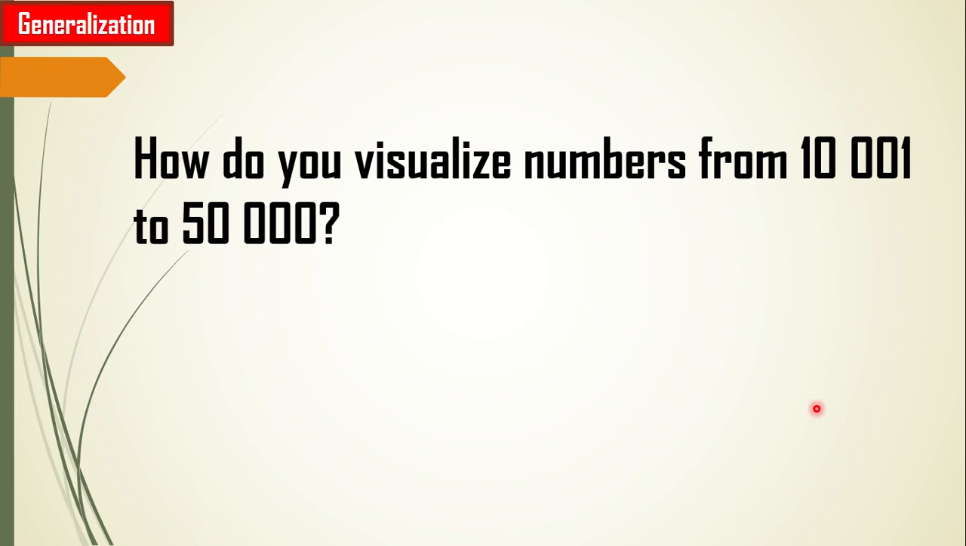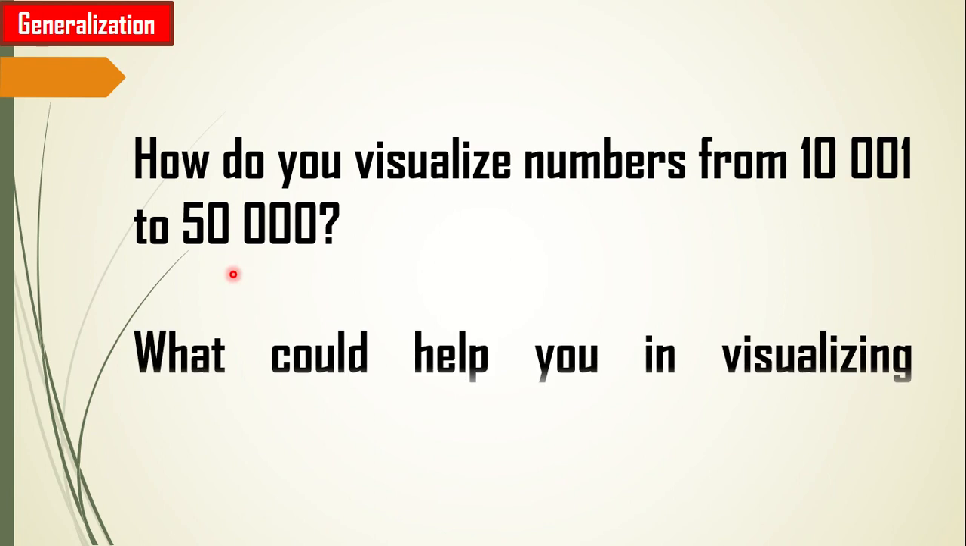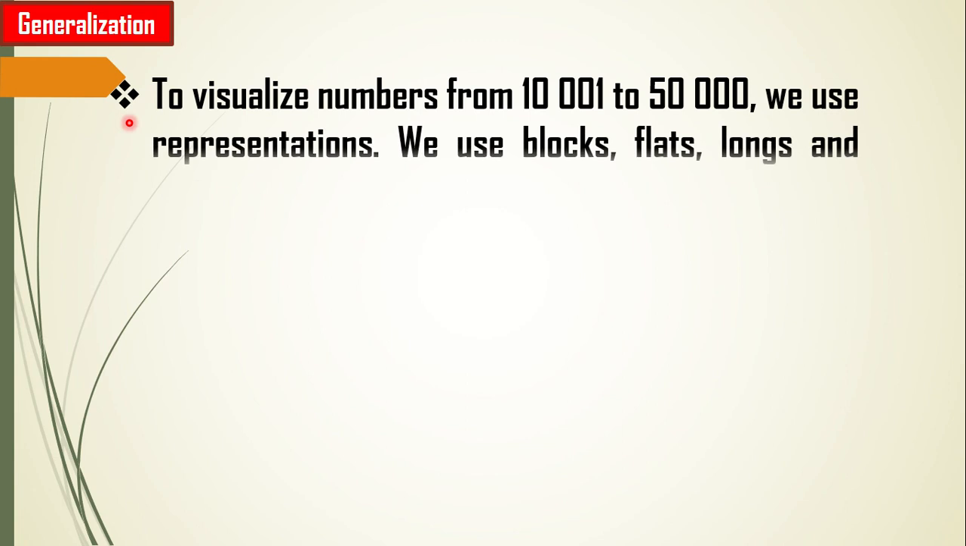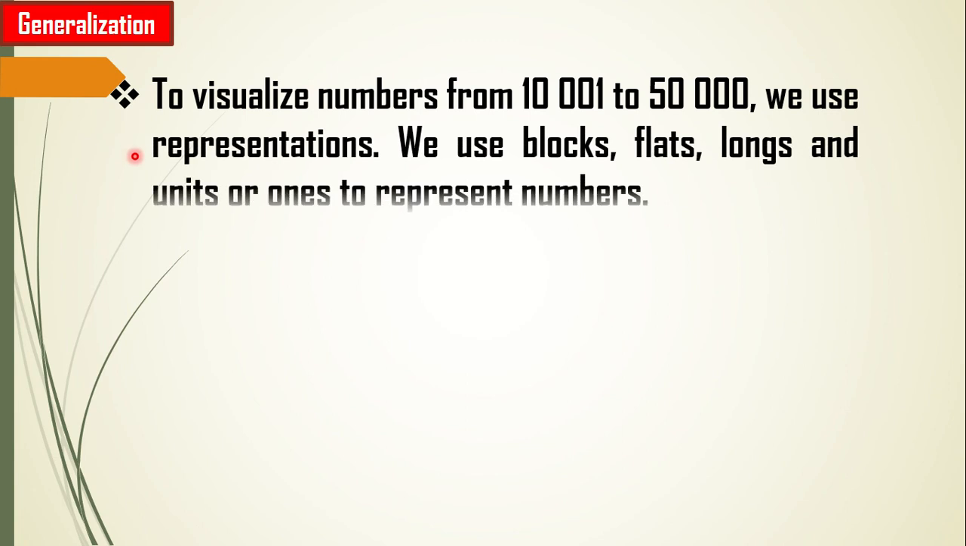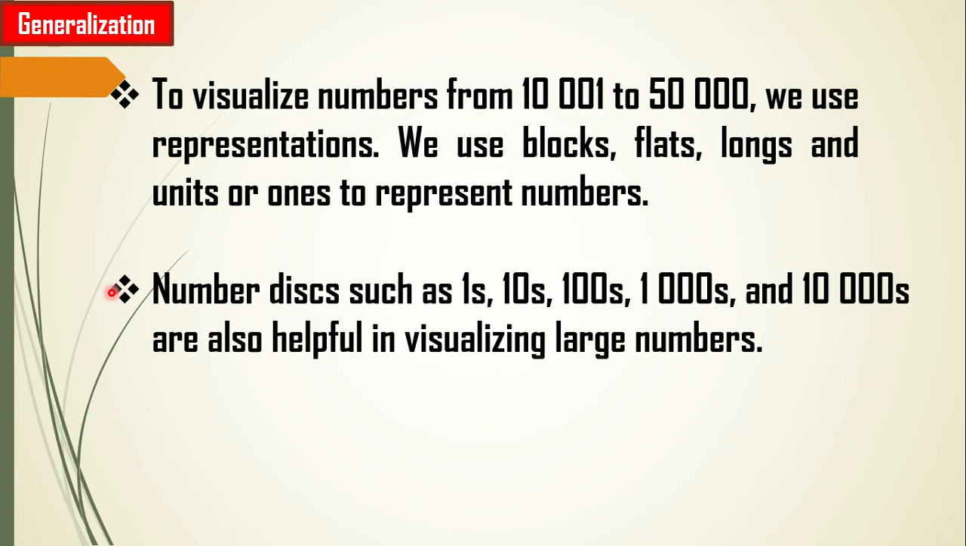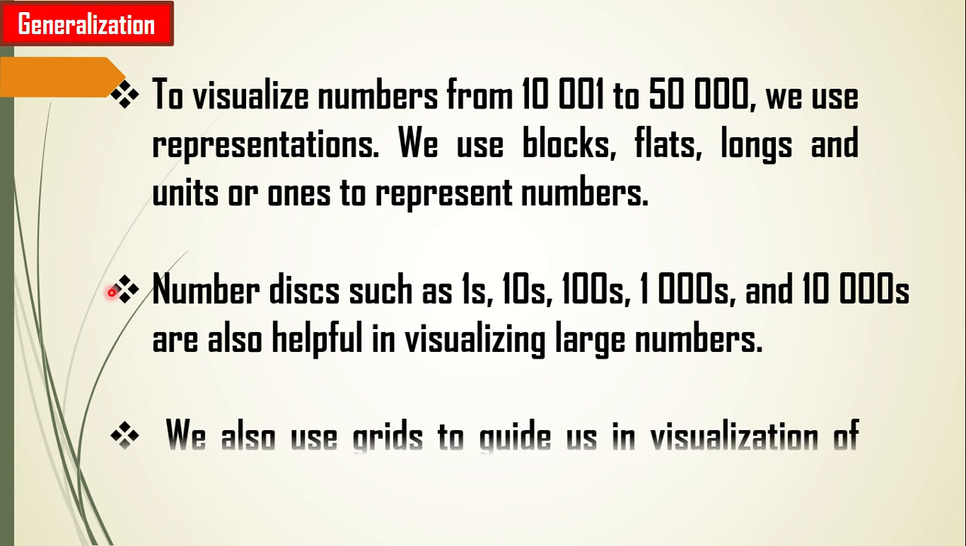How do you visualize numbers from 10,001 to 50,000? What could help you in visualizing numbers? To visualize numbers from 10,001 to 50,000, we use representations. We use blocks, flats, longs, and units or ones to represent numbers. Number discs such as ones, tens, 100s, 1000s, and 10,000s are also helpful in visualizing large numbers. We also use grids to guide us in visualization of numbers.